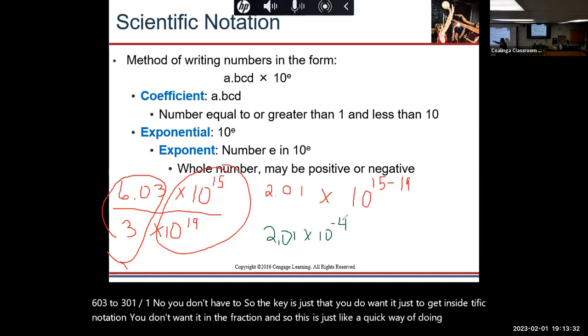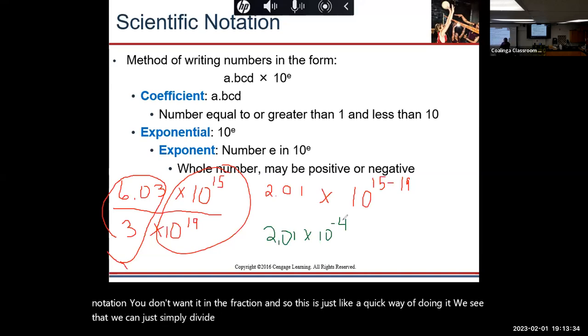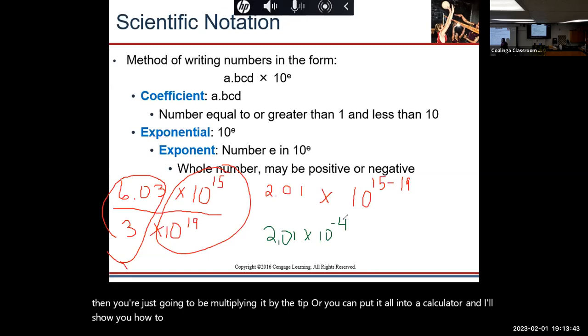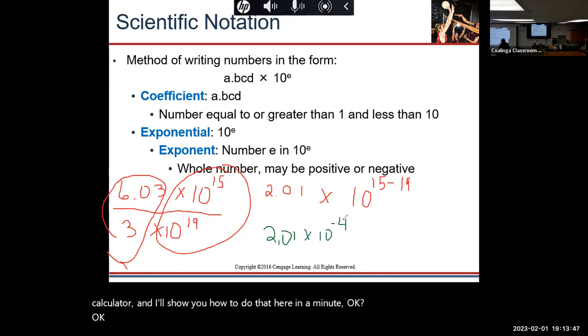We see that we can simply divide it on the calculator and get that value, and then you're just going to be multiplying it by 10. Or you can put it all into a calculator, right? And I'll show you how to do that here. Questions? Pretty simple, right? So scientific notation, not too hard.